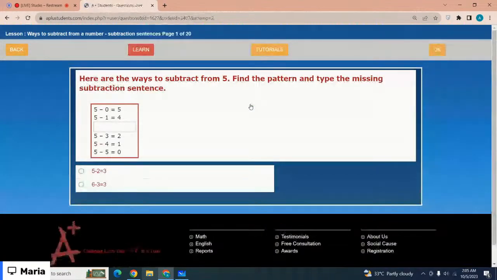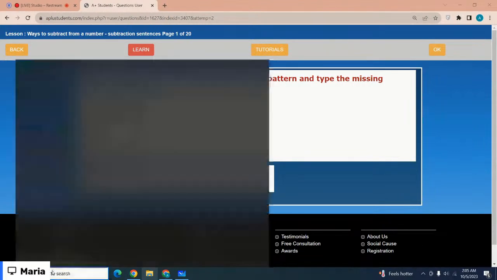Okay, here are ways to subtract from 5, right? Find a pattern and type the missing subtraction sentence. So you are given some of the ways to subtract from 5. You are given 5 take away 0 is 5, 5 take away 1 is 4, then the missing one, 5 take away 3 is 2, 5 take away 4 is 1, and 5 take away 5 is 0. Basically, that is a pattern given, right? You need to understand the pattern and find the missing value.